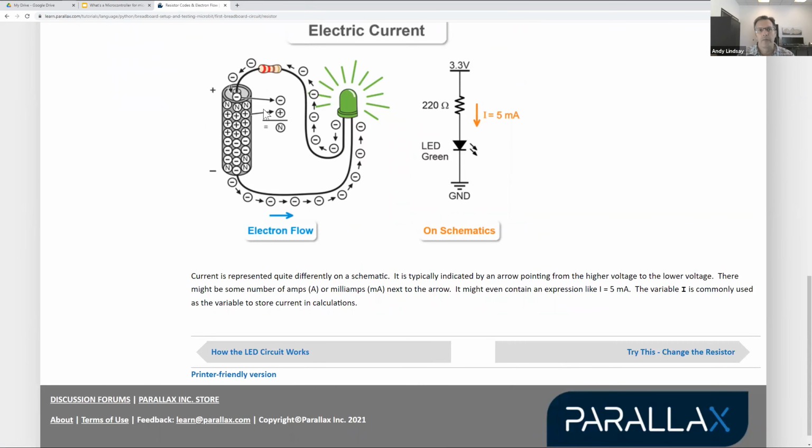And we talk about how current flows through a circuit physically with the electrons going from negative to positive in the battery, whereas in a schematic, it actually is depicted as flowing from the positive to the negative or ground.